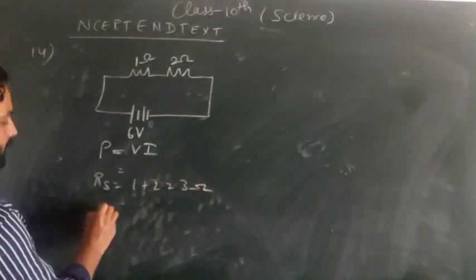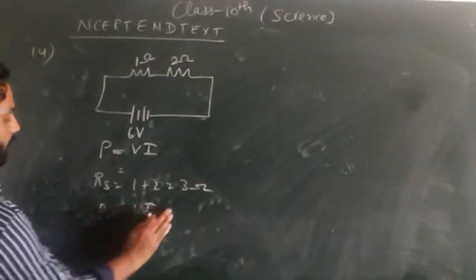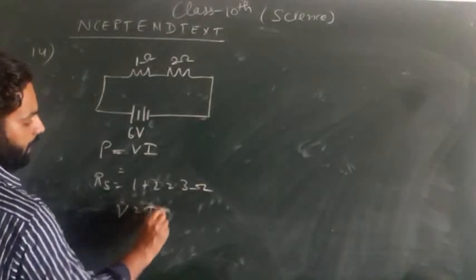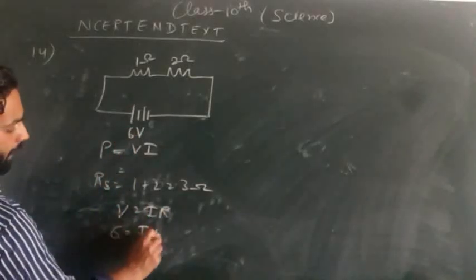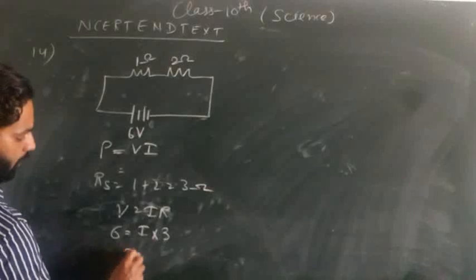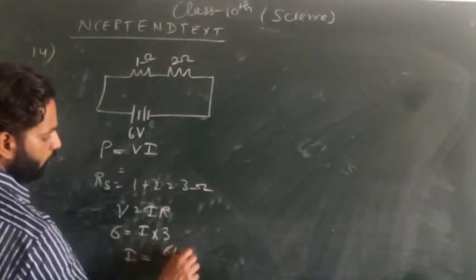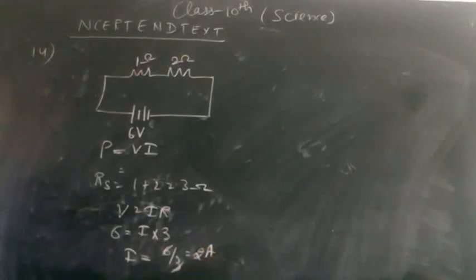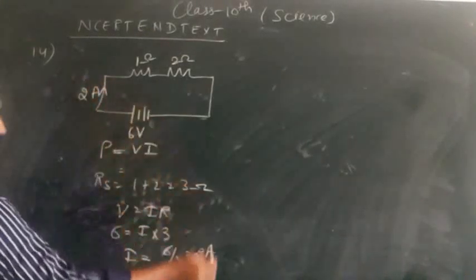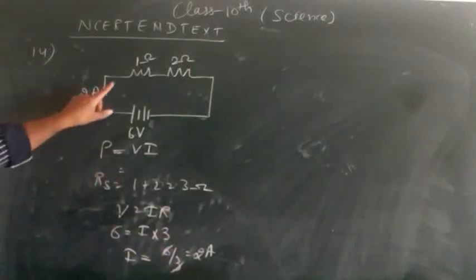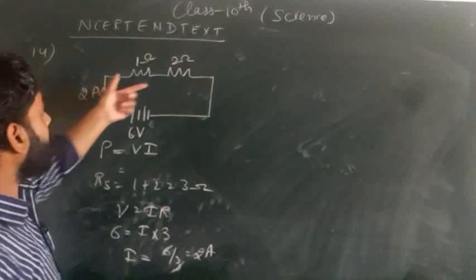So we know that P is equal to VI. V is equal to IR, that is from Ohm's law. What is V here? That is 6. We have to find I, and R is 3. So I comes out to be 6 by 3, that is 2 ampere. So now we have found that here is a current of 2 ampere, and here also 2 ampere. Both are in series, so for 1 ohm as well as for 2 ohm, the value of I is 2 ampere.